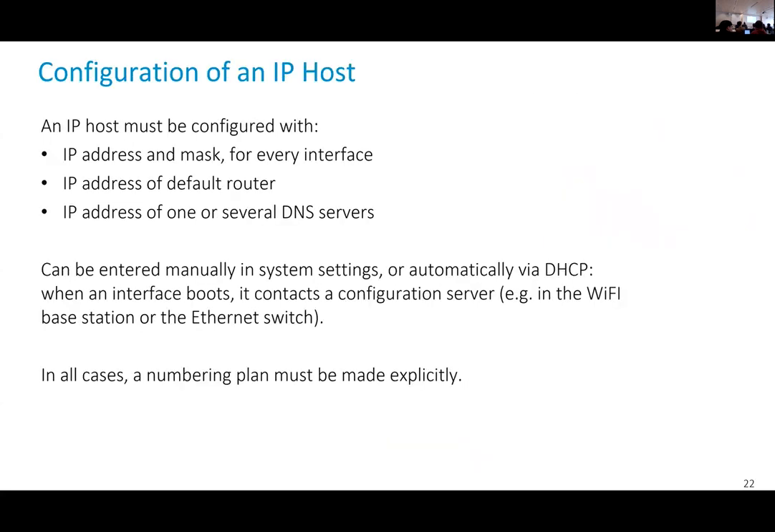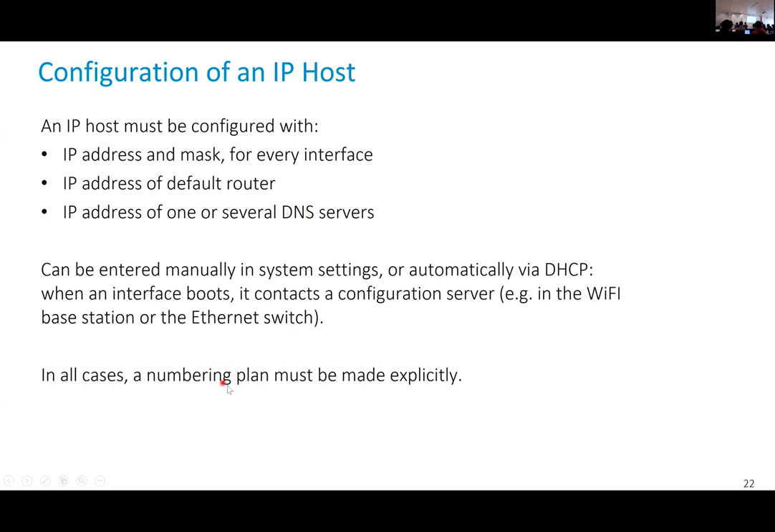If we put all of this together, we see that IP has some configuration. An IP host must be configured with its address. That's what we've seen at the beginning. Also with its subnet mask for every interface, with the IP address of the default router, and also, as we will discuss in a few more minutes, with the IP addresses of several DNS servers.